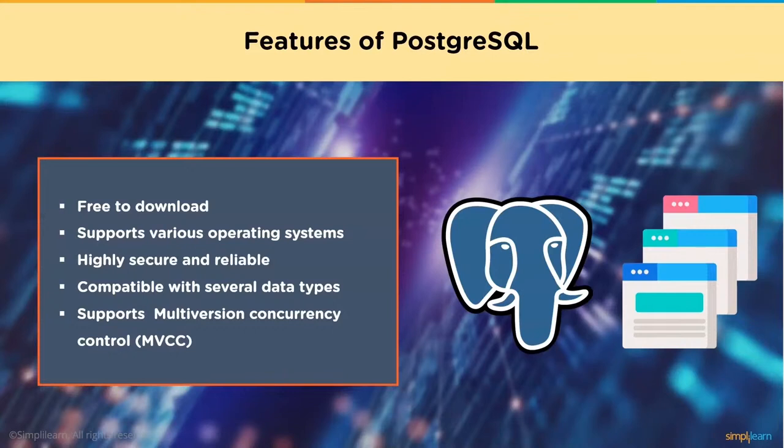PostgreSQL is compatible with various data types. It can work with primitives like integers, numeric, string and boolean. It supports structured data types such as date and time, array and range. It can also work with documents such as JSON and XML. And finally, PostgreSQL supports multi-version concurrency control or MVCC.